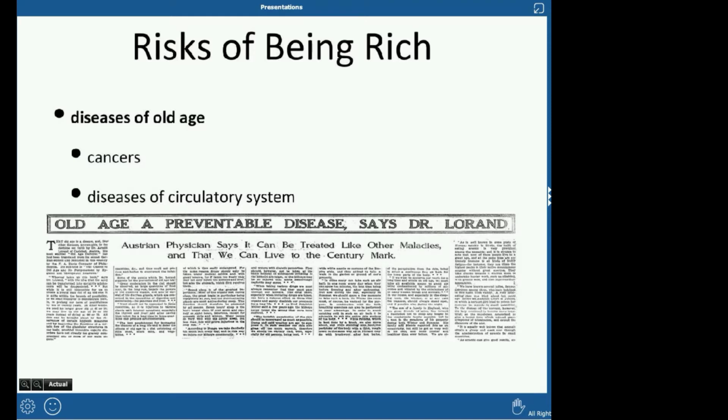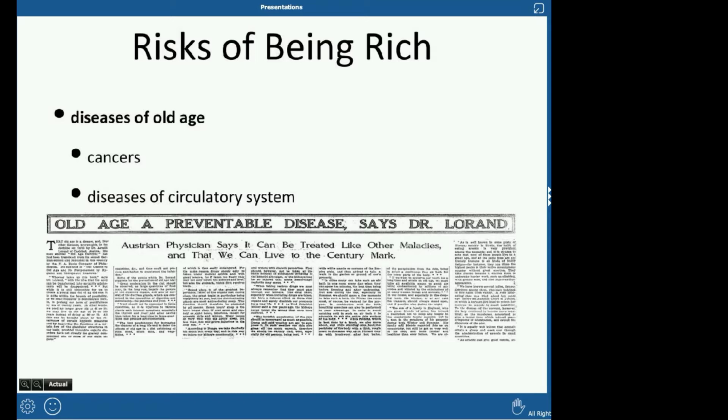Now we can talk about the risks of being rich. So if you're rich, you can usually afford healthcare and things like that. So you tend to die of diseases of old age. Those tend to affect you more.